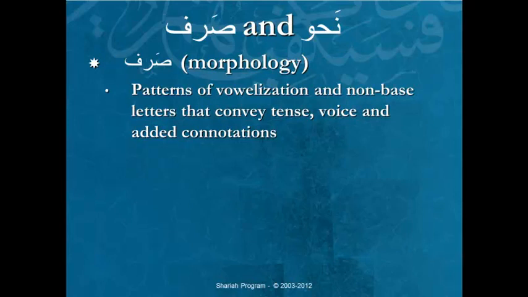So all of this gives us three things. It gives us tense, it gives us voice, and it gives us added connotations. Tense is past, present, future. Voice is active, passive. Active means that the verb is attributed to the doer, and passive means that the verb is attributed to the object and the doer is suppressed. Not relevant, not mentioned. Okay, added connotations includes a number of things.